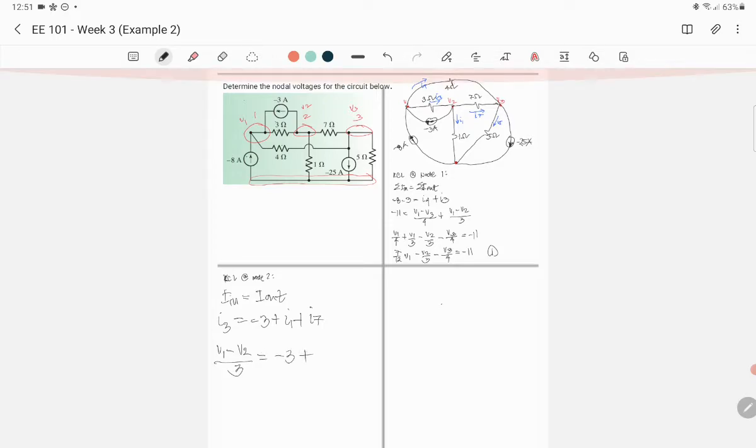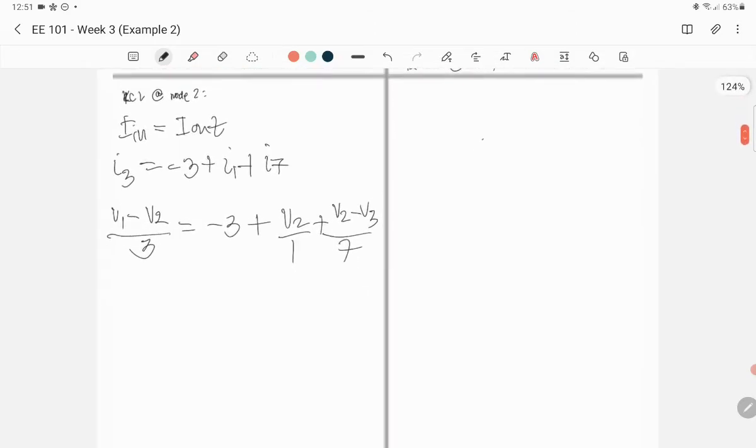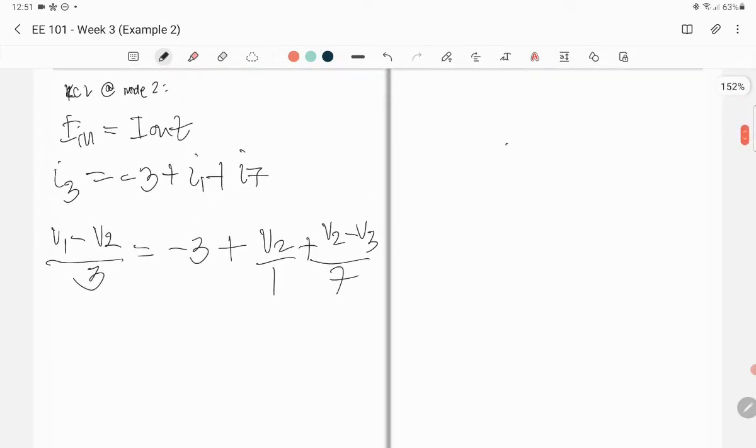You have your I1 here. Your I1 is just V2 over 1. Your I7 here is just equal to V2 minus V3 over 7. So this will be your equation for node 2. Then again, we need to transpose all of the variables to the left and all of the constants to the right.